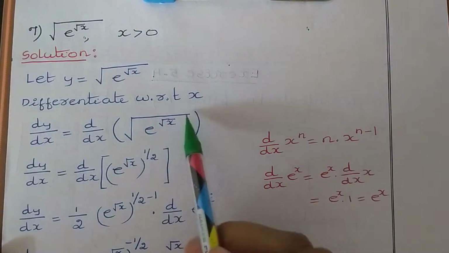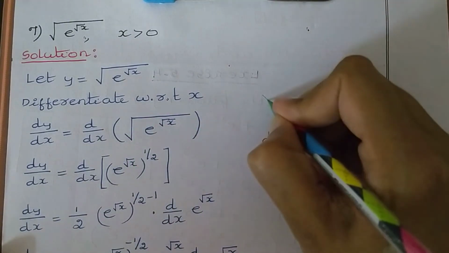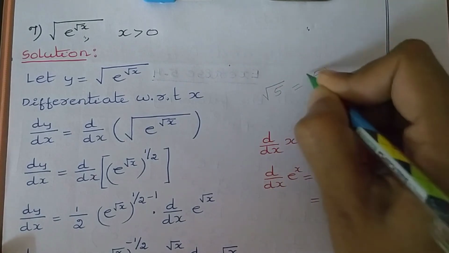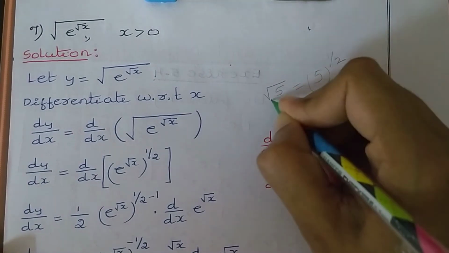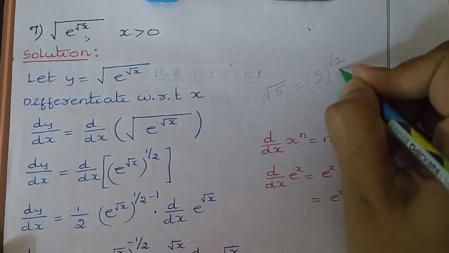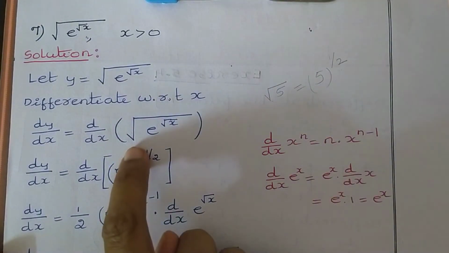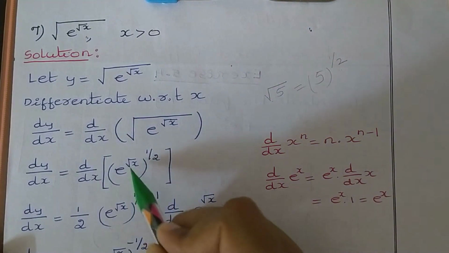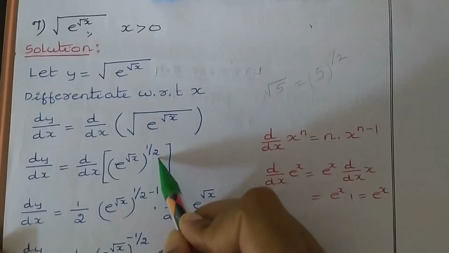Here we have a square root symbol. Suppose if you have square root of 5, then we write that as 5 to the power half. Square root can be written as power half. So here we have a square root symbol. So this I am writing as e to the power square root of x to the power half.